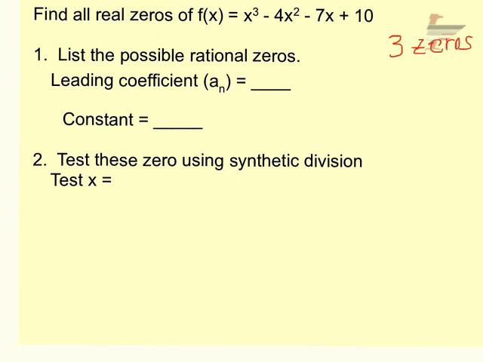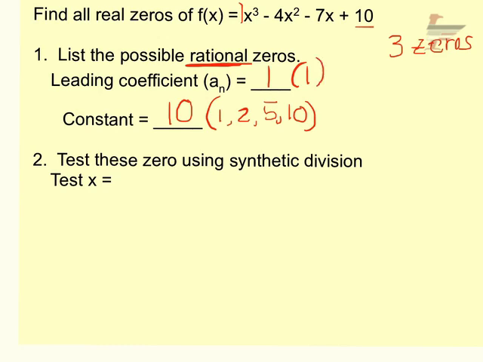It says list all the possible rational zeros, and that's going to be this theorem that I was talking about. I need to know what the leading coefficient is, the number in front of the degree. I have a third degree function, so my leading coefficient is 1, and the constant is 10. Then you take all the factors of your constant. All the factors of 10 are 1 and 10 and 2 and 5, so 1, 2, 5, and 10. All the factors of my leading coefficient are factors of 1. Well, that's easy, just 1.